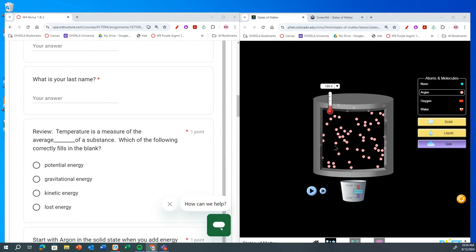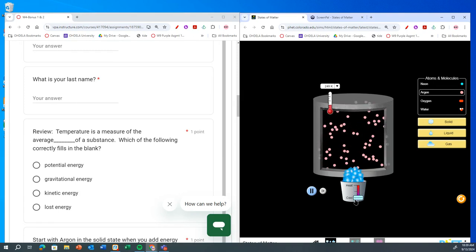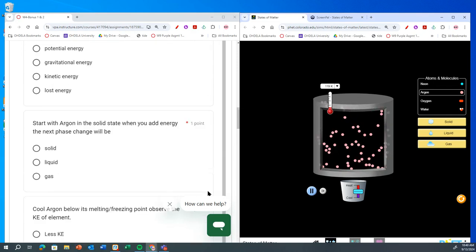So when we do temperature, you can see in this simulation, if I add heat to it, the temperature rises, and so does the molecule movement. If I lower the temperature, take the heat, remove the heat from it, then you'll see that the particles are starting to move less. The temperature goes down. So there's a direct relationship with the temperature and the kinetic energy.